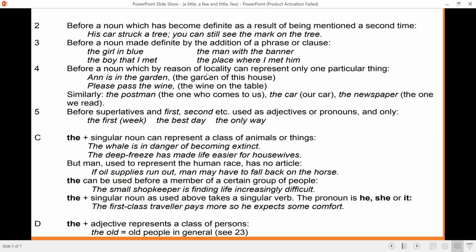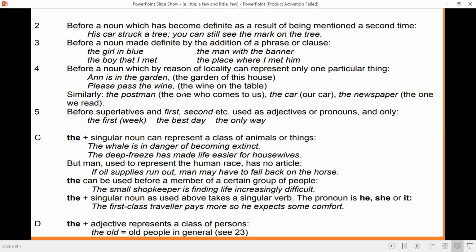Use number four: before a noun which by reason of locality can represent only one particular thing. So you can also use the before some locality, some place, and that locality can represent only one particular thing. For example, Anne is in the garden. So the garden shows that it is the garden of this house, that house, etc.